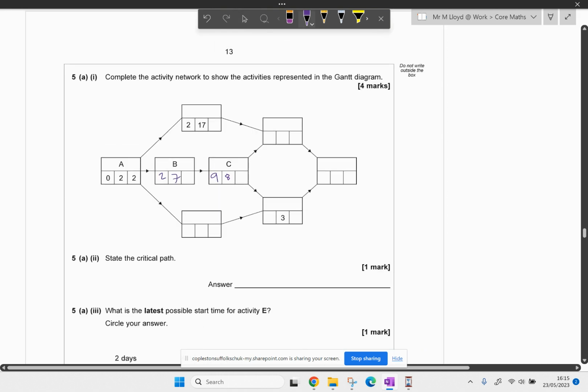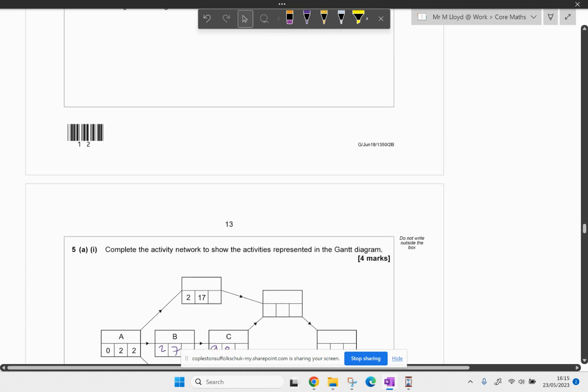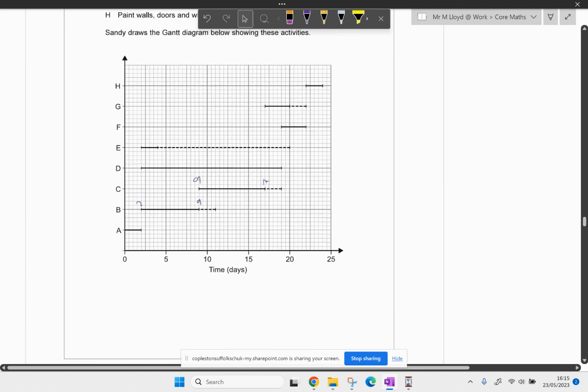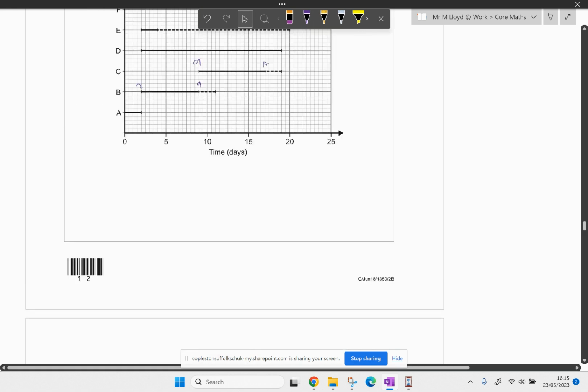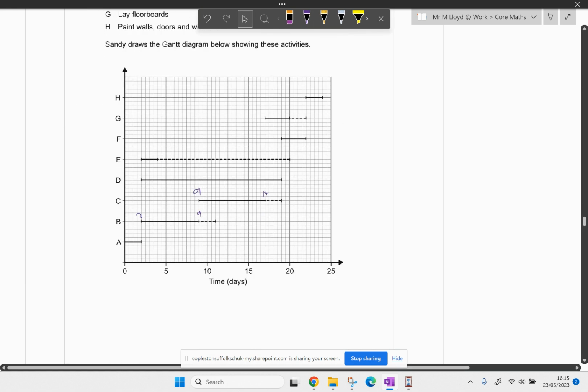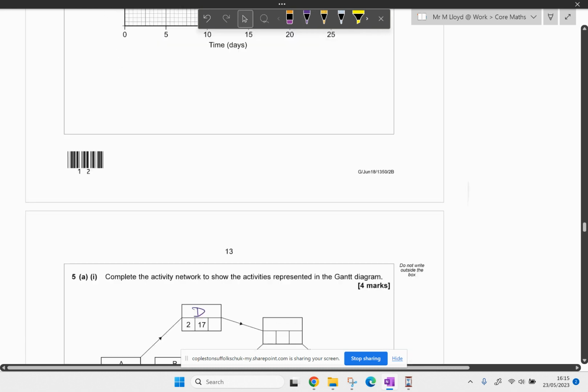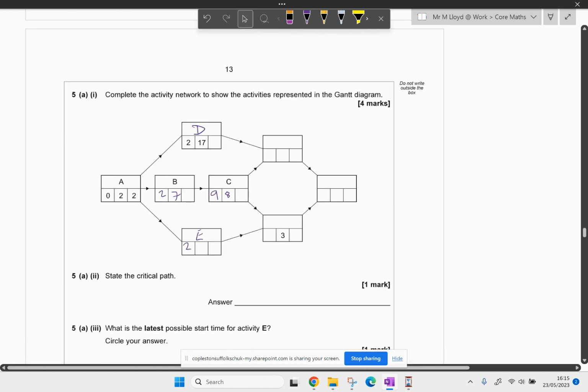Okay, D or E will have a duration of 17. D clearly has that. E is quite a short one. So D goes into there, giving us E there, and it will have an early start time of 2. E has a duration of 2, and that goes to 4. So it's a little task. Duration of 2, like so.